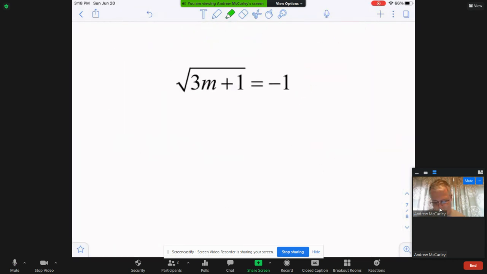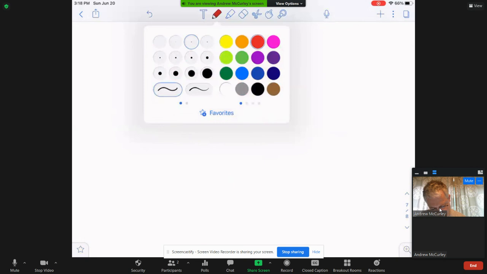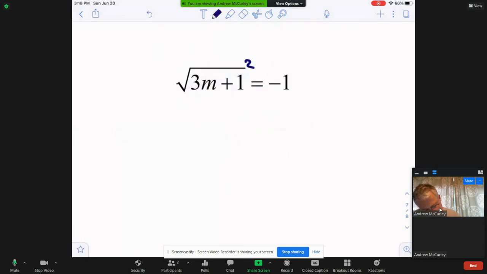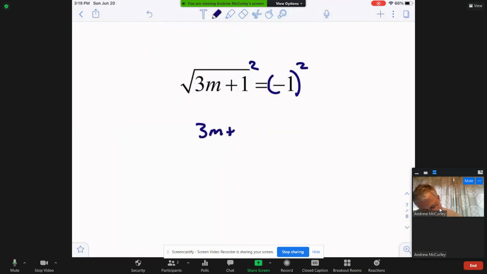Here's where I want you to check. All right, so if I square this side, and I square all of this side, this is going to be 3m plus 1 equals 1. Well, that means 3m equals 0, m equals 0. We'll plug that in. 3 times 0 is 0, plus 1 is 1. The square root of 1 is not negative 1, right?